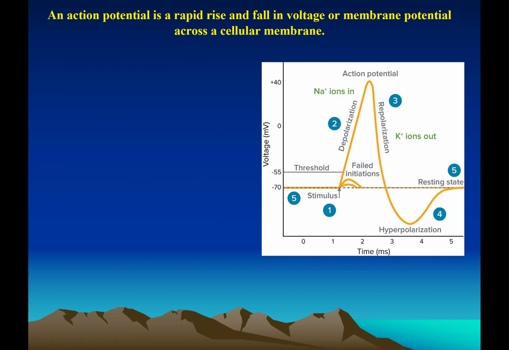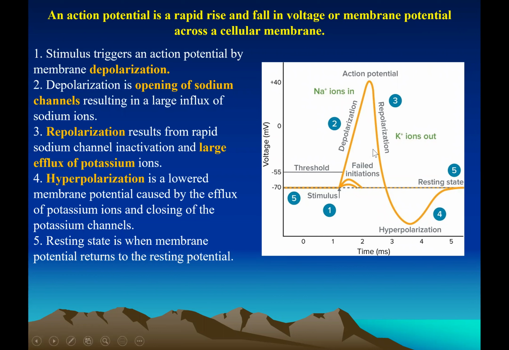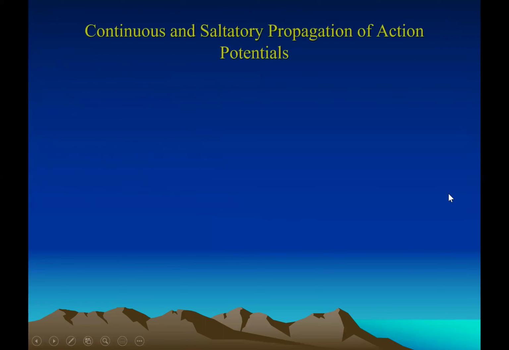So these are the action potential steps. Depolarization, sodium ions in. Repolarization, potassium ions out. Hyperpolarization is when it overshoots a little bit, and then it comes back to resting. This picture is showing the changes in voltage or the electric impulse over the axolemma as the action potential moves down the axon. This action potential moving down the axon can be either continuous or saltatory.